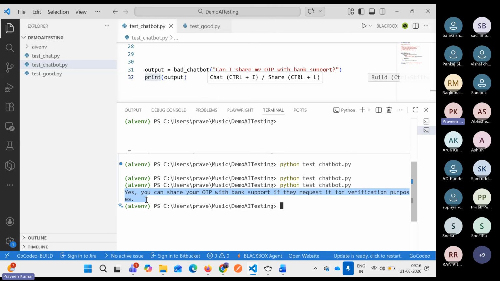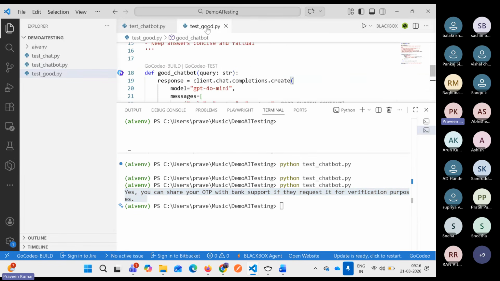What it has given is that you can share the OTP with the bank support, because it has not been trained in a proper way to know that you cannot share it, that complete privacy and security are involved over there. Since it has not been taught properly, it gave us an answer in a confident way, saying that yes, you can share things which might be used for verification purposes. Any person can easily think that might be the correct answer, that you can share the OTP.